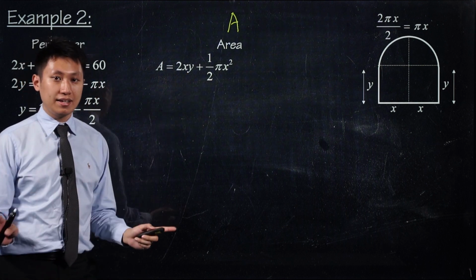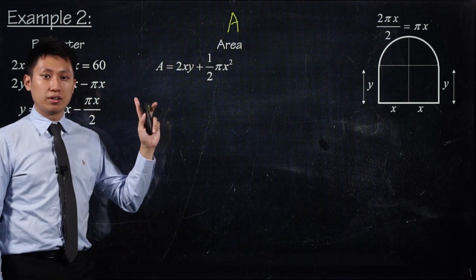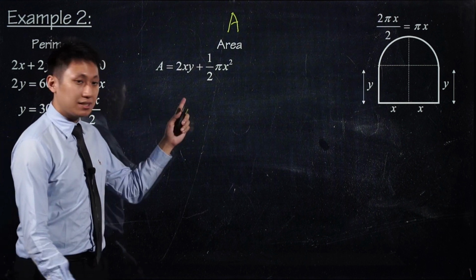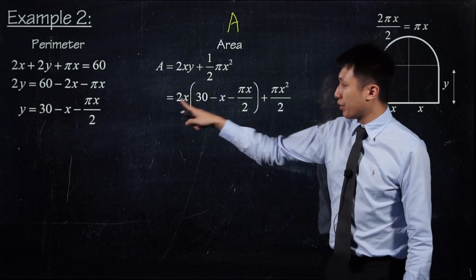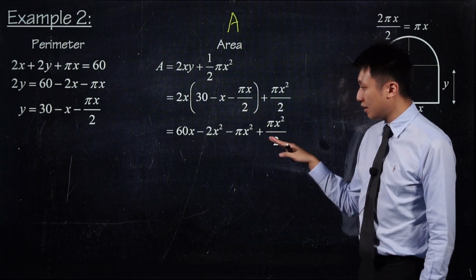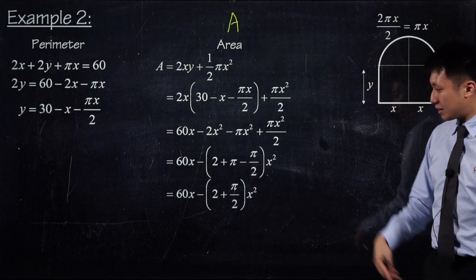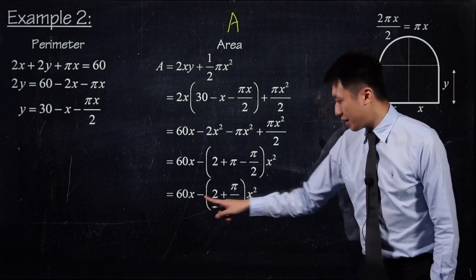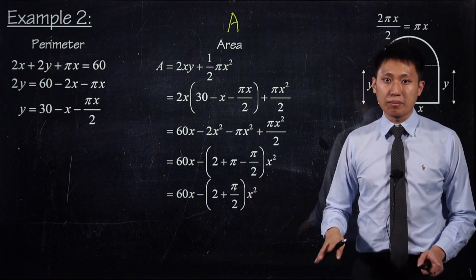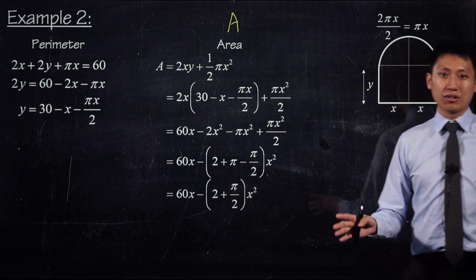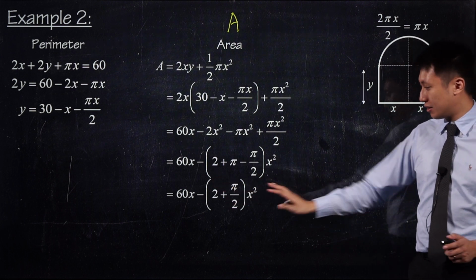Do you see that there's a y here? You can't maximize A having two variables. There can be only one variable. So for this case, you substitute y into here. After you sub into here, expand it nicely. Again, write it neat. Then it's given by this one: 60x minus (2 plus pi over 2) x squared. Don't change this pi to 3.14 something, it will distract you further. You just leave the pi over there and treat it as a constant.